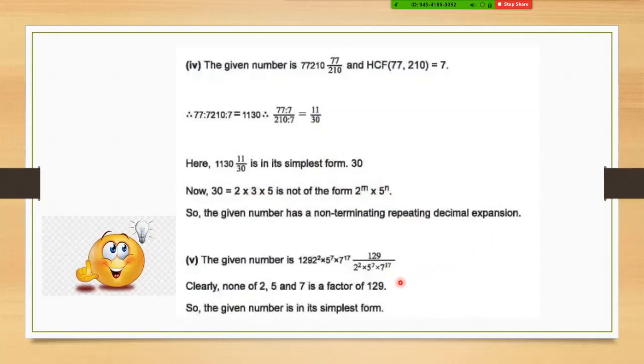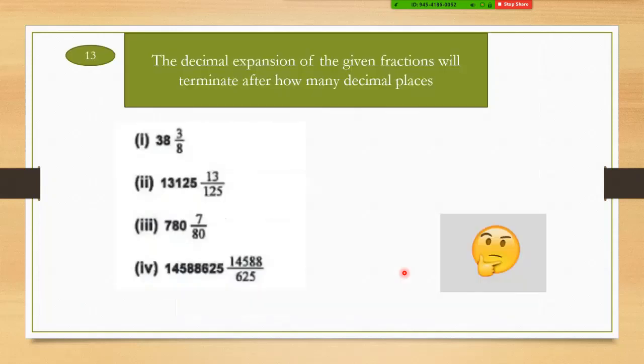Check the fifth part, where the denominator is already given to you in the form of indices. We can see that there's a 7 there. I don't need that 7. So what can I say? Non-terminating but repeating decimal expansion. Was that clear, all of you?